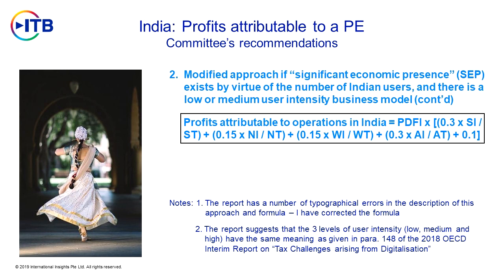If a SEP exists by virtue of the number of Indian users, the committee recommends that a modified version of the standard approach should be applied to reflect the contribution of users. If the enterprise has a low or medium user intensity business model, then the formula will be this. If you compare this formula with the formula for the standard approach, you will see that the weightings for sales and assets have been reduced from 1/3 to 0.3. The weightings for employees and wages have been reduced from 1/6 to 0.15. And a weighting of 0.1 has been added to reflect user contribution.